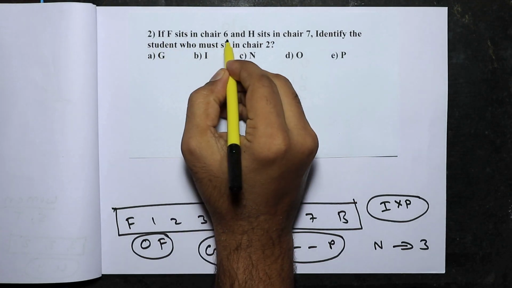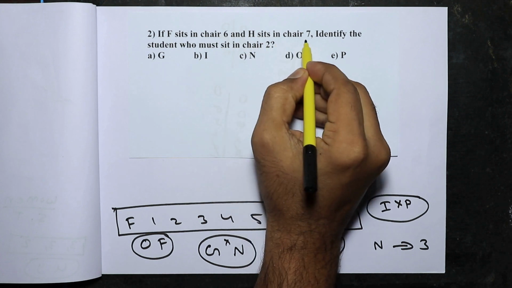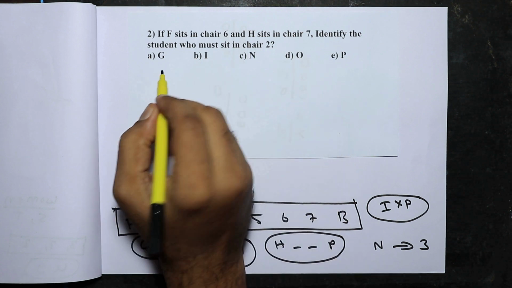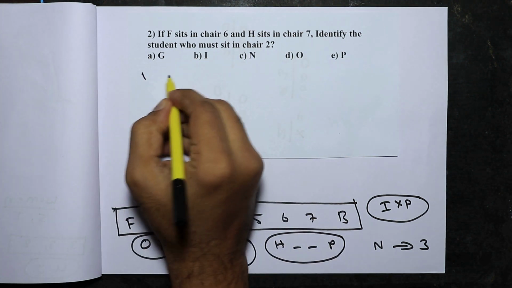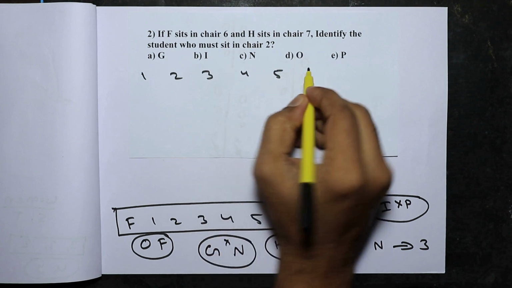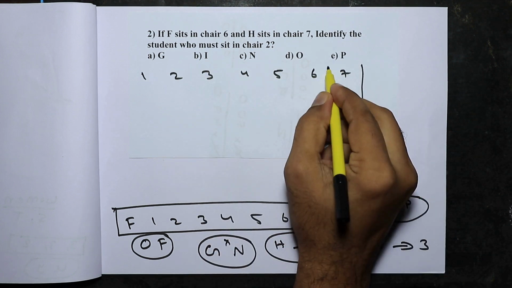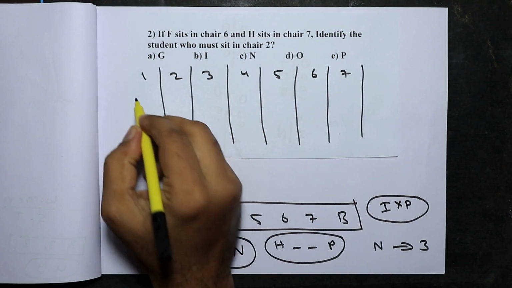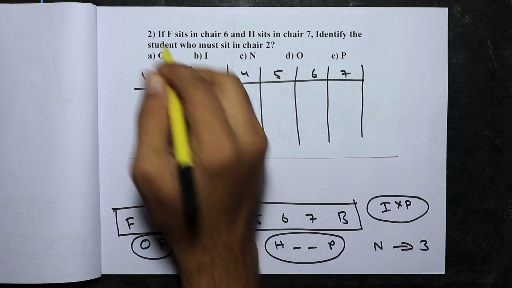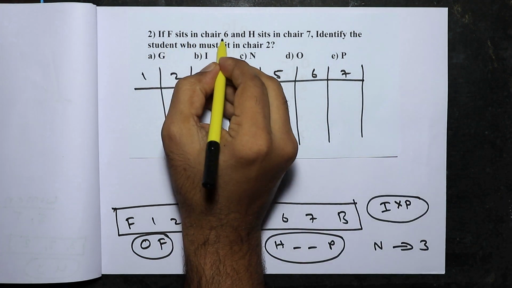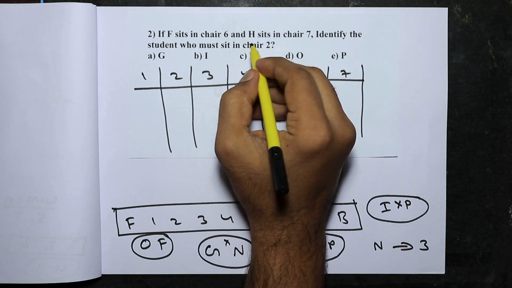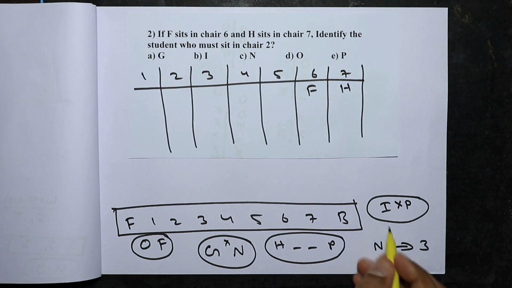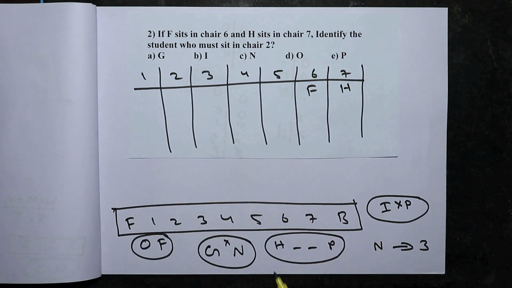If F sits in chair 6 and H sits in chair 7, identify the student who must sit in chair 2. So altogether 7 chairs are there. I'll mark the chairs like this. Now as per the information given, F sits in chair 6. So F is here and H sits in chair 7. So H is here. We'll follow all these rules and try to place the other students also.